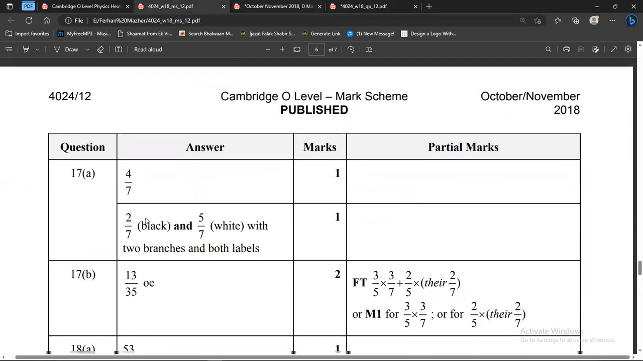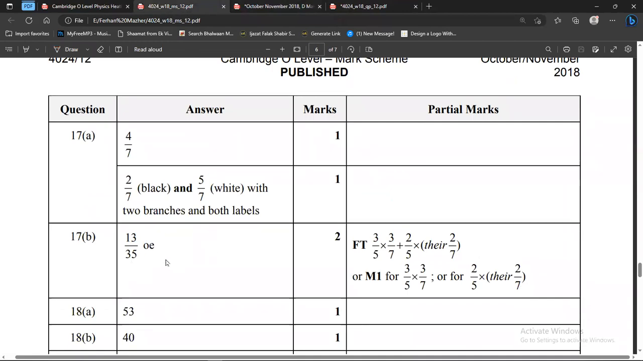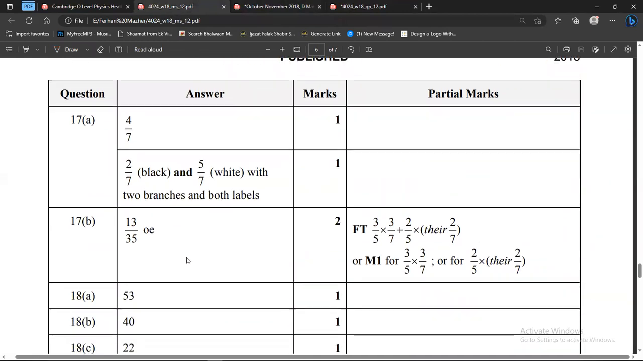And let's check. 13 by 35 is the right answer, sir.